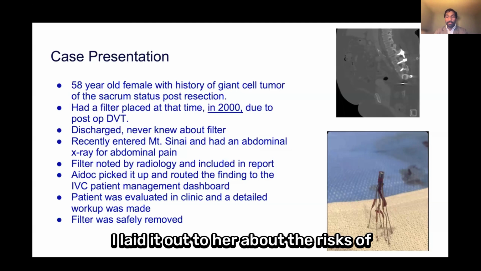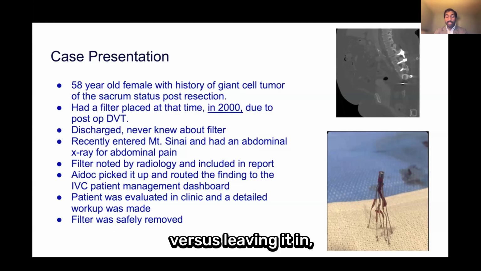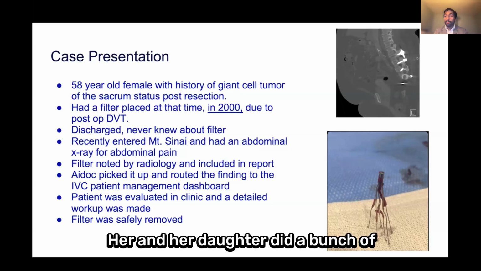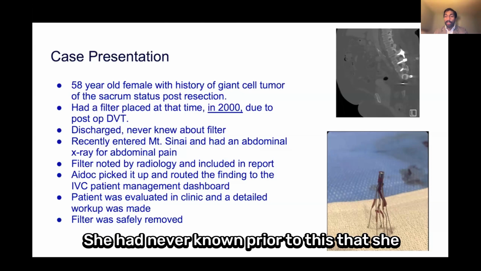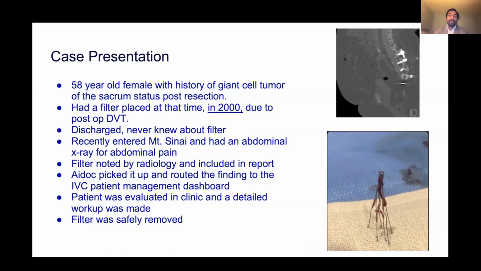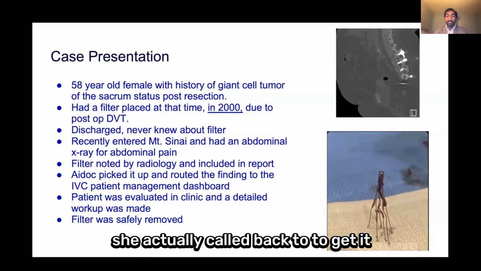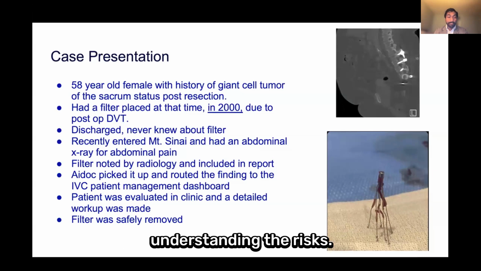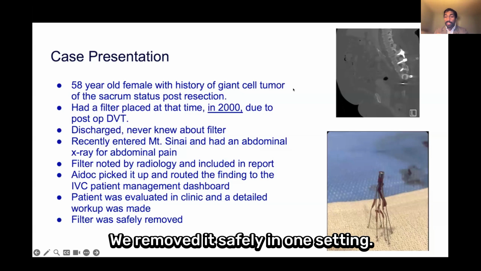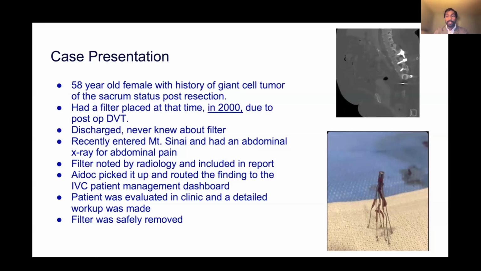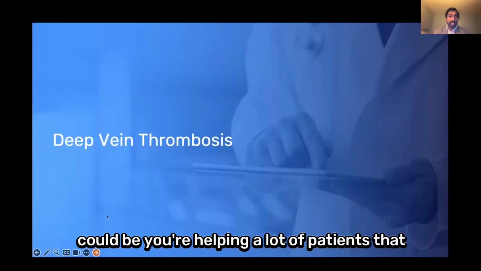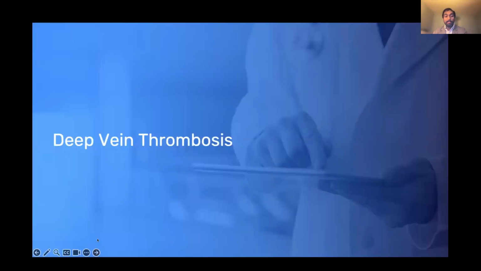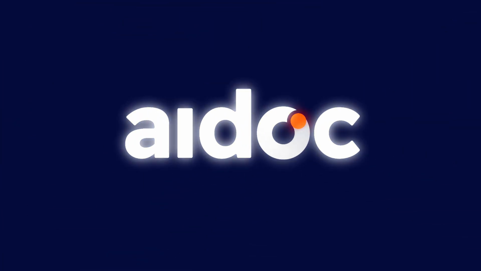I laid it out to her about the risks of removing versus leaving it in, and let her think about it. Her and her daughter did a bunch of research on filters. She had never known prior to this that she had an IVC filter, and she actually called back to get it removed, understanding the risks. And we removed it safely in one setting, and she was very thrilled to have it removed. So you're helping a lot of patients that may or may not have known that they had a filter.